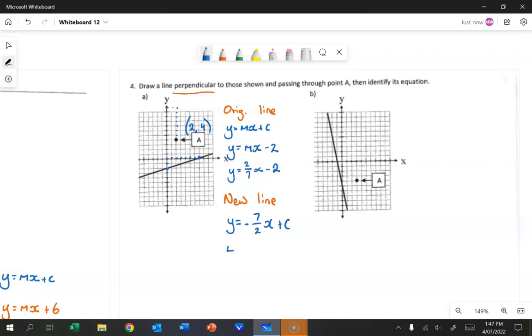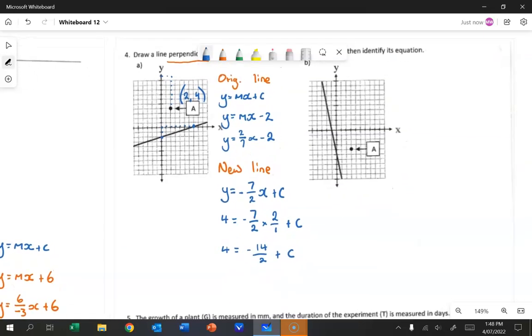So y has become 4. We've got minus 7 over 2. X has become 2. And c is unknown. Again, when you're multiplying fractions, make that integer a fraction, just makes it a bit simpler. So now we're looking at minus 7 times 2, minus 14 on 2, plus c. All right, keep going.